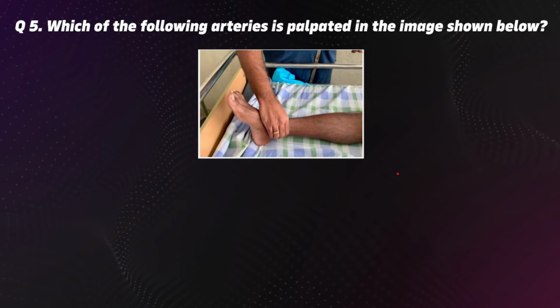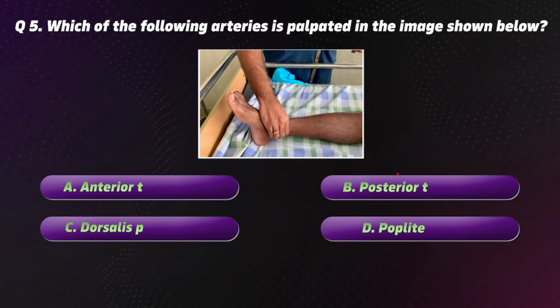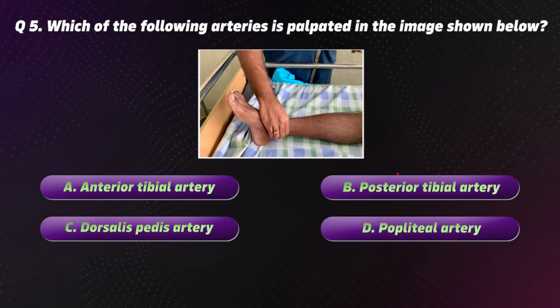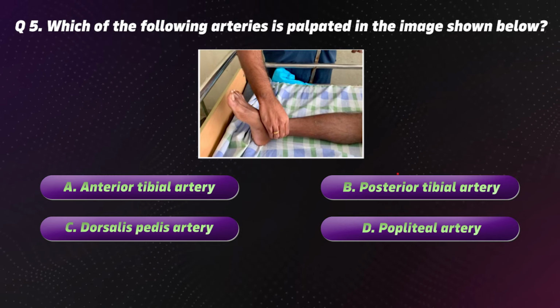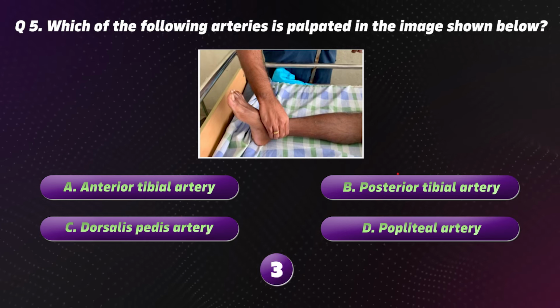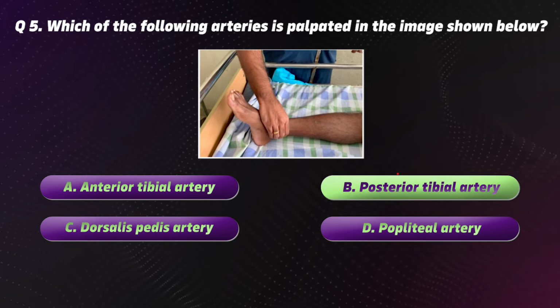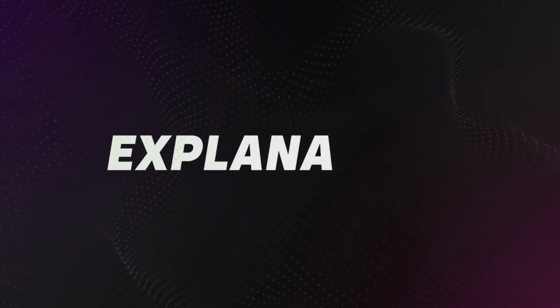Question 5. Which of the following arteries is palpated in the image shown below? Here are the options. A. Anterior tibial artery. B. Posterior tibial artery. C. Dorsalis pedis artery. D. Popliteal artery. And the correct option is B. Posterior tibial artery. Here's the explanation.